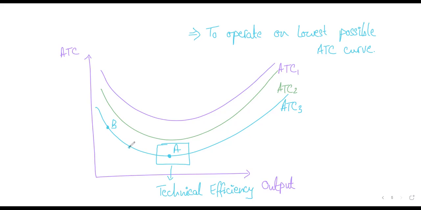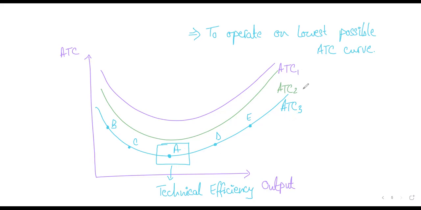Are you getting me, Isha? So the thing is, it's not always necessary; the requirement for productive efficiency is to operate on the lowest possible ATC curve. So out of these three ATC curves that we have drawn, the purple one is ATC 1, the green one is ATC 2, and the turquoise one is ATC 3.